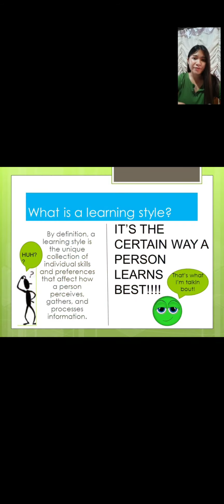So first, we will define the learning style. So what is learning style? Learning style is the unique collection of individual skills and preferences that affect how a person perceives, gathers, and processes information.